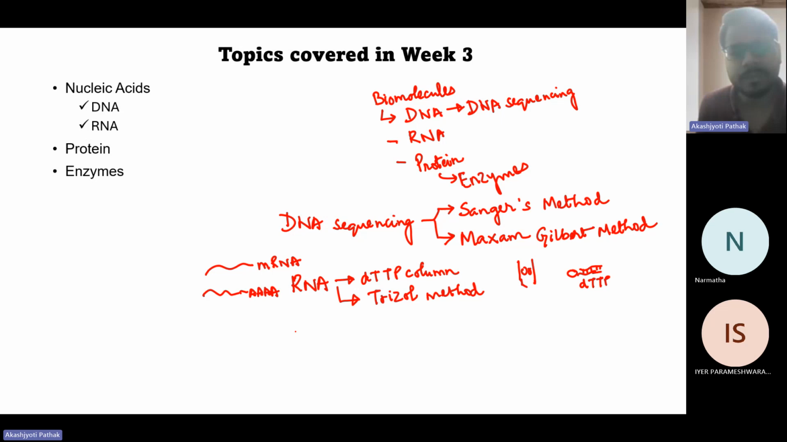Next, we learned about proteins. In proteins, we first understood the basic building blocks, which are amino acids. Then we moved further and learned about the primary, secondary, tertiary, and quaternary structures of protein, and the different methods by which you can determine the structure of a protein, like NMR, cryo-EM, and X-ray crystallography. These methods help you determine the structure of a protein.